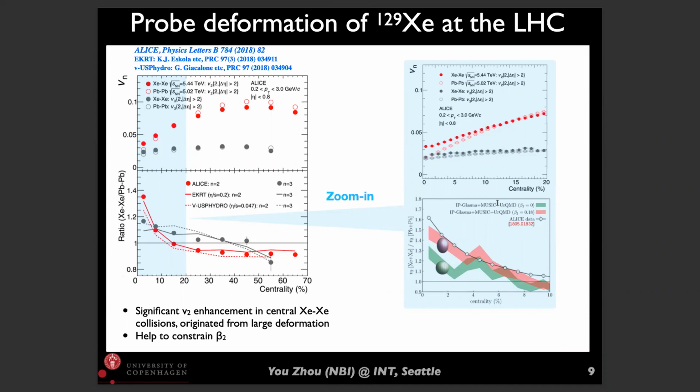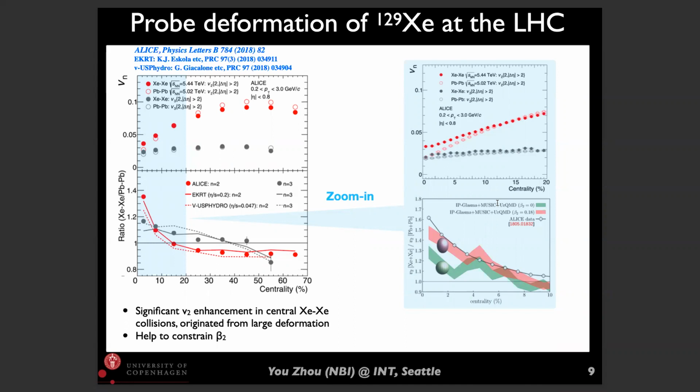You can see there's a much larger V2 in xenon collisions, and if you do the ratio, you cancel out to some extent the dependence on the kinematics and also the dependence on the evolution of the plasma. And then you can directly come up with model calculations with different beta 2 deformation. You can find the one with a very large beta 2 equal 0.18 for xenon, and you can describe the data so much better than the one without deformation.